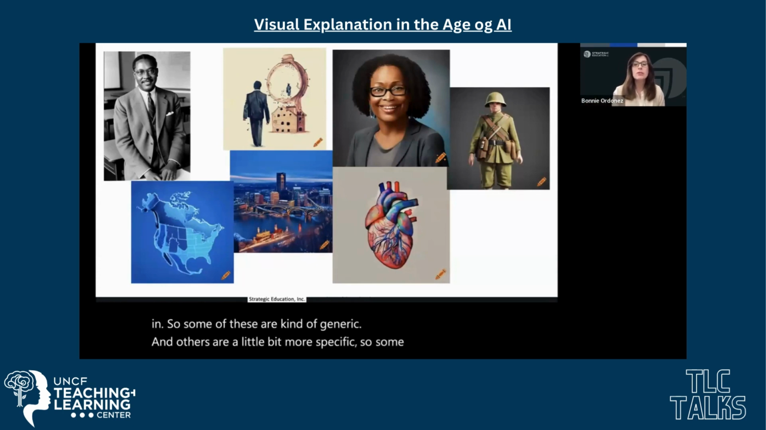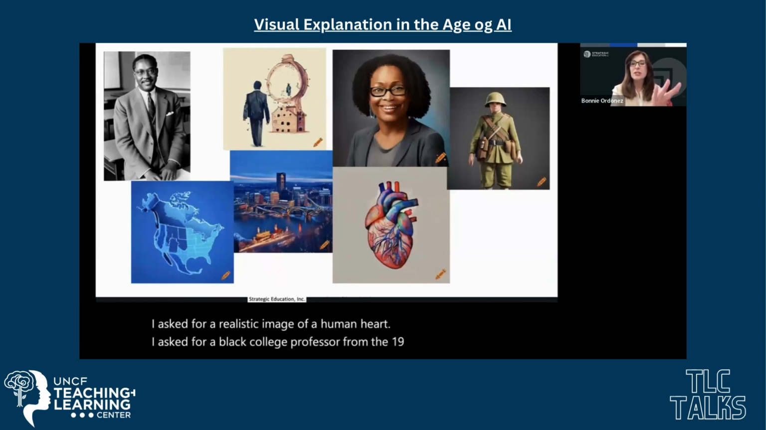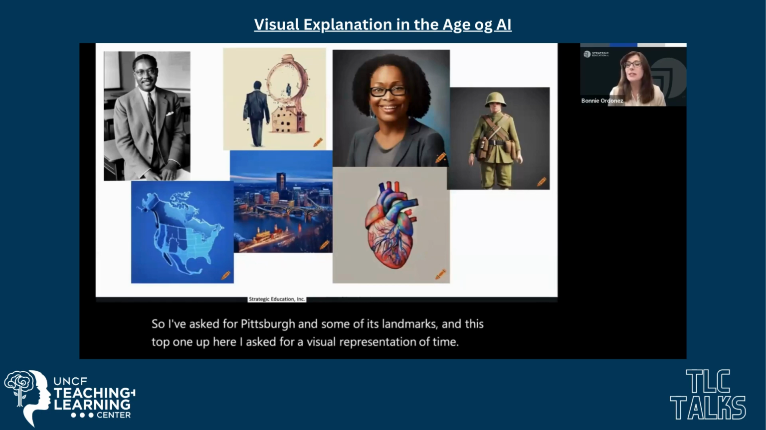So some of the prompts I used was a weather map. You can see down here in the corner. I asked for a realistic image of a human heart. I asked for a Black college professor from the 1930s and got this image up in the corner, a World War II soldier. This is Pittsburgh. So I've asked for Pittsburgh and some of its landmarks. And this top one up here, I asked for a visual representation of time. And that's what I got.